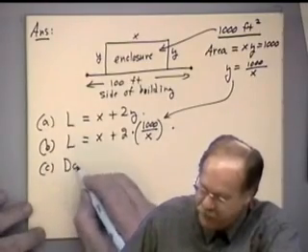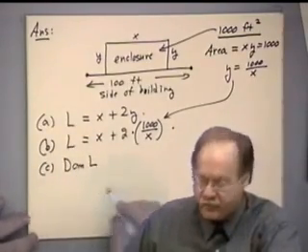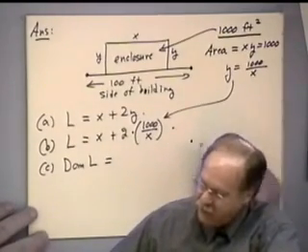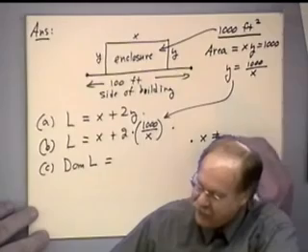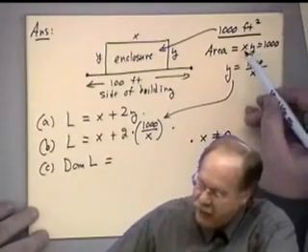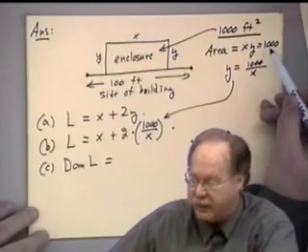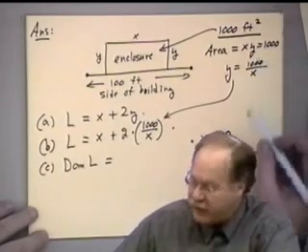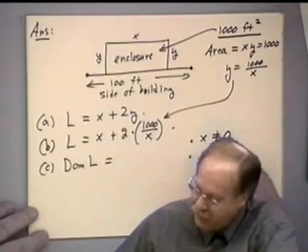Finally, we want to find out what the domain of L is. Well, before I write anything down here, let's make a few remarks. First of all, x cannot be 0. Why would that be? Well, look up here. X times y has to be 1,000. If x is 0, that would make this side 0, and that wouldn't happen. So x certainly cannot be 0.